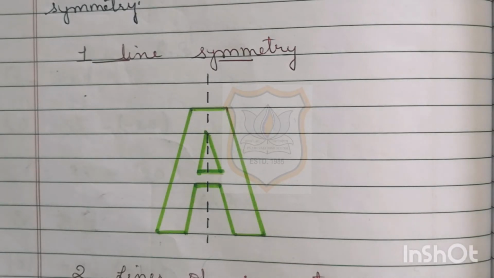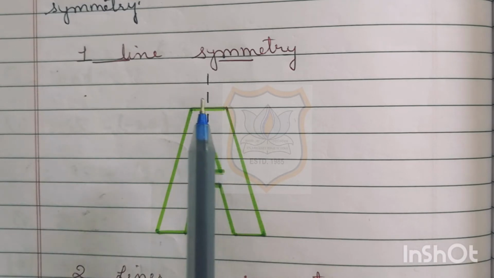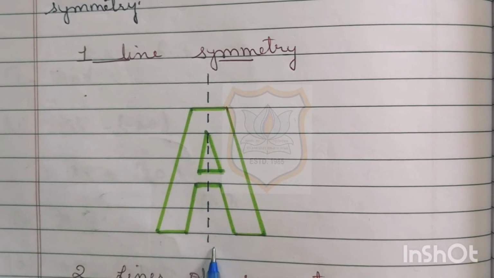Now, one line of symmetry. The figure is symmetrical only about one axis. It may be horizontal or vertical. Here in this example you can see in this letter A, there is one line of symmetry. Here the line of axis is this one.